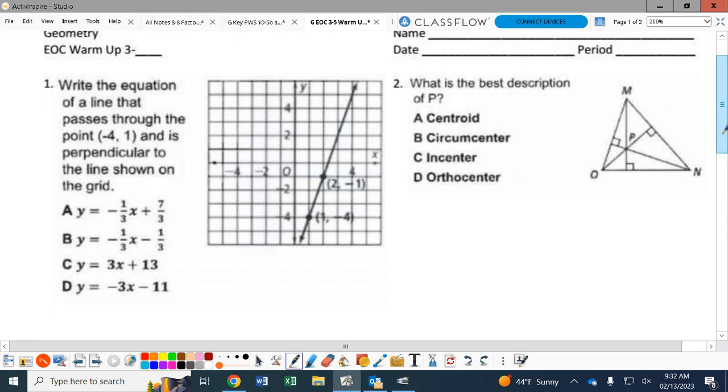First things first, the first thing you need to know is that it says that it's got to pass through the point -4, 1. So here's the point that we've got to go through, -4, 1, and we need it perpendicular. That's the key word, perpendicular to this current line. In order to decide perpendicular, you're going to have to do slope on this line first.